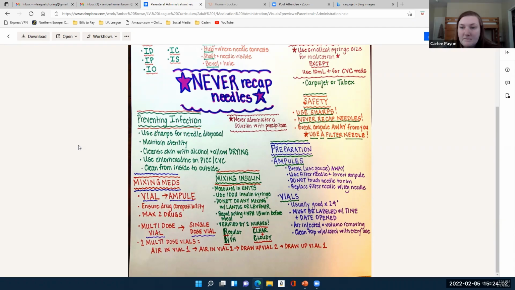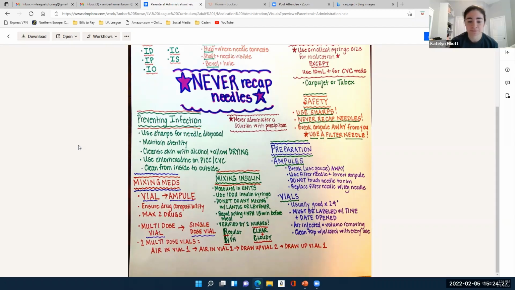Okay. If you are doing 2 multi-dose vials, you have 2 that you are using that are multi-dose, you're going to use them multiple times. Okay, you've got vial 1, vial 2. You're going to put air in vial 1. Then you're going to put air in vial 2. Then while the syringe is still in 2, you're going to draw it up, take it out, and then draw it up from vial 1. This is highly testable. Are we clear?